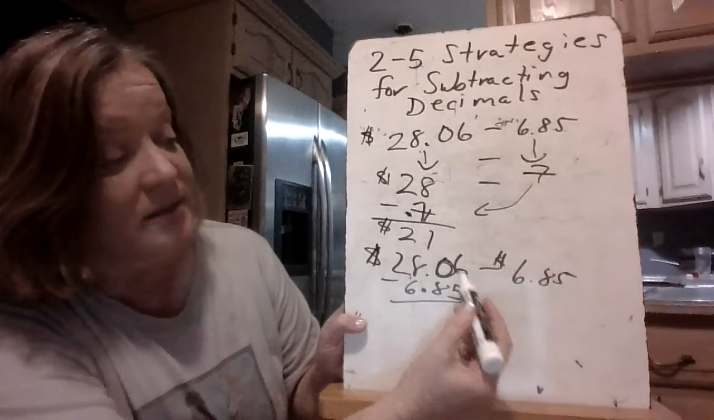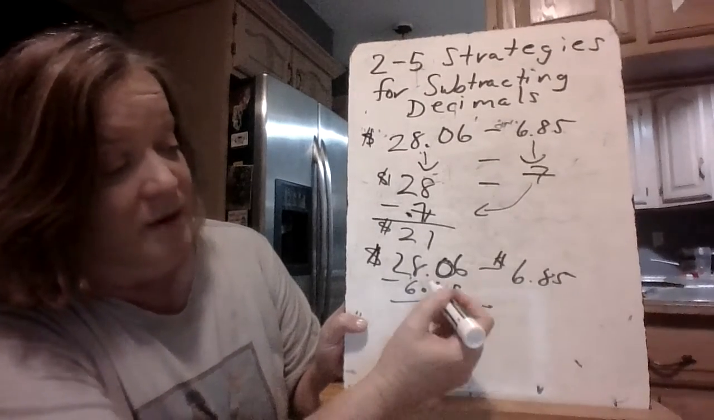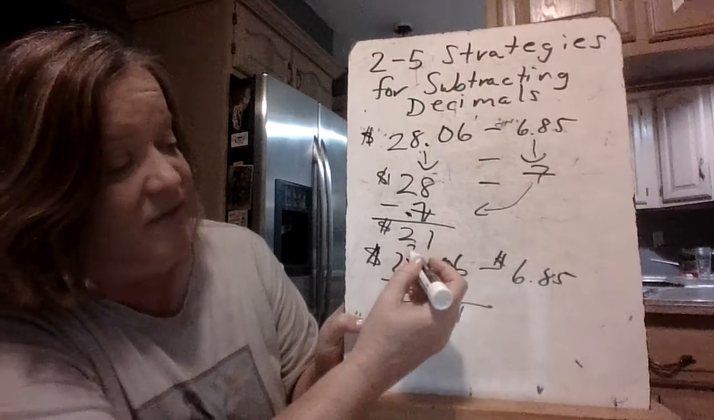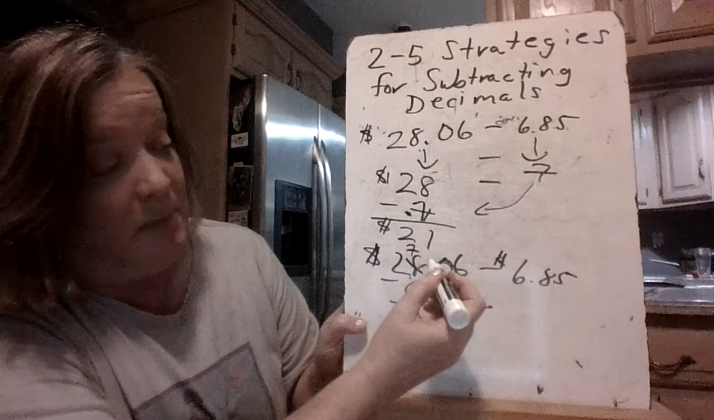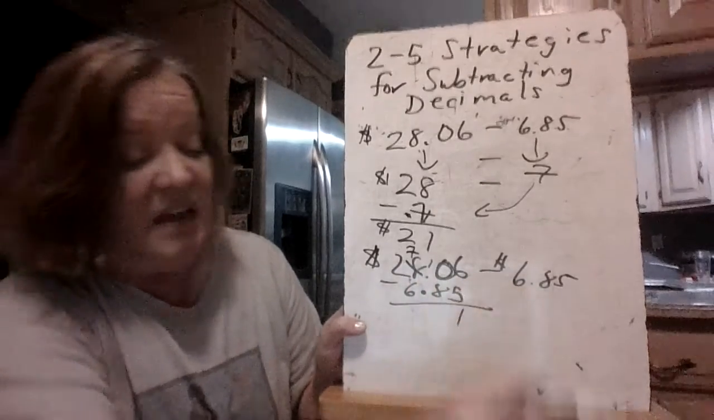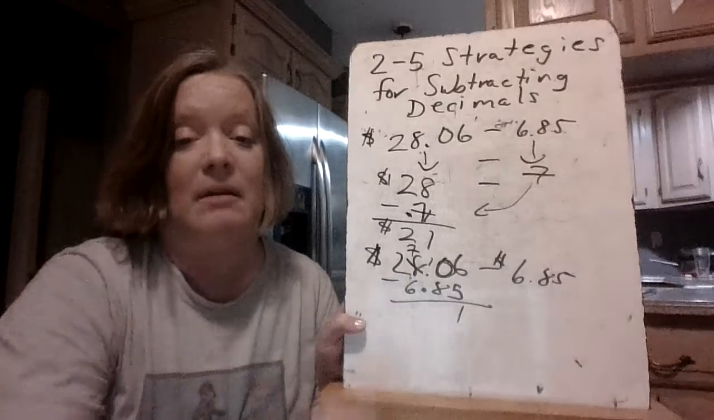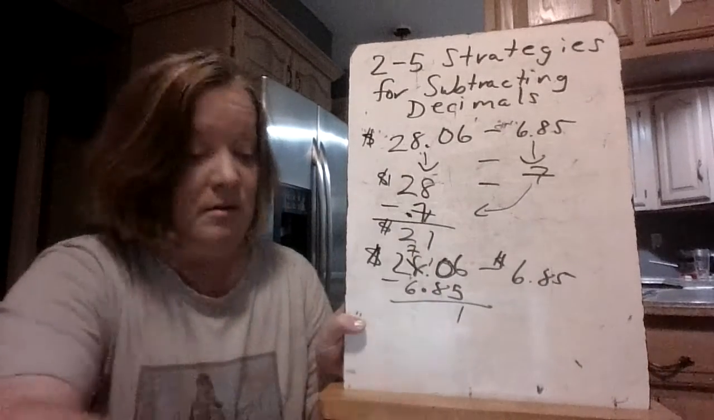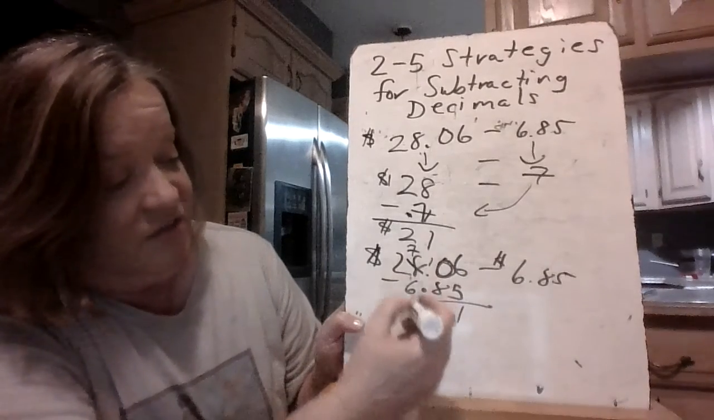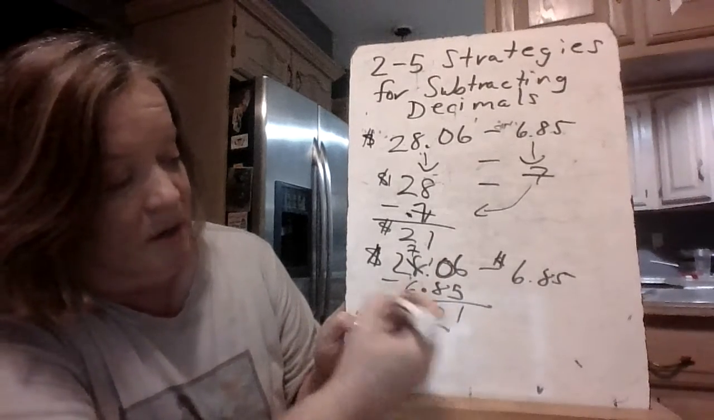Now I can subtract. 6 take away 5 is 1. I can't take 8 from 0. I got to borrow from this 8, make it a 7, lends this 10 by putting a 1 here, so now I have 10. 10 take away 8. Count up from 8 to 10. 8, 9, 10. So I got 2. Decimal immediately comes down. 6 from 7 is 1, and my 2 comes down.